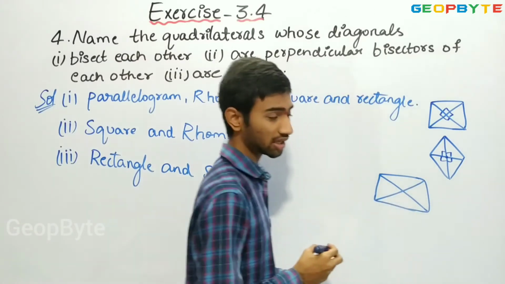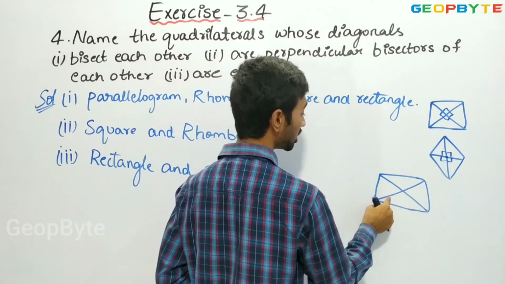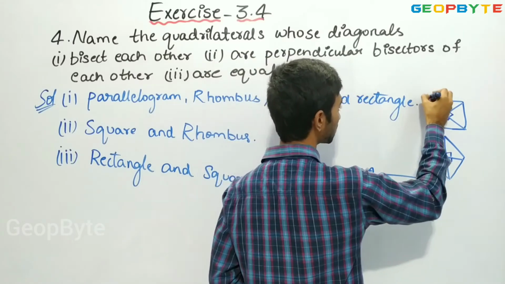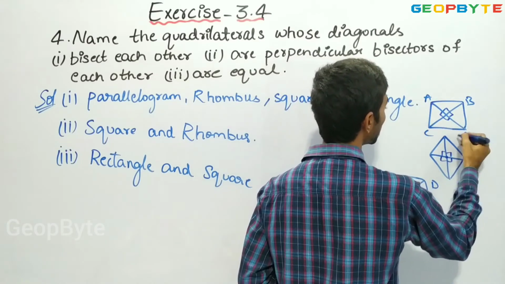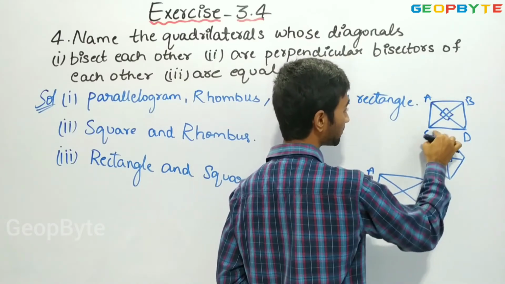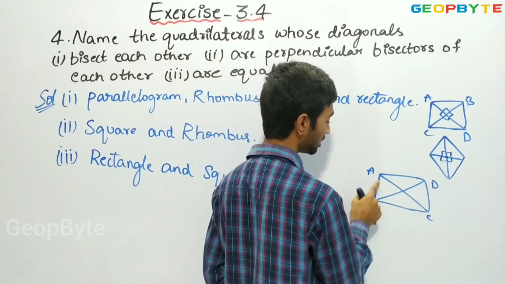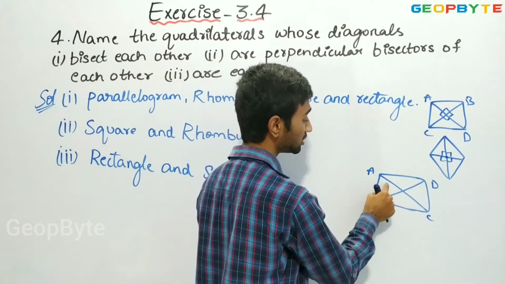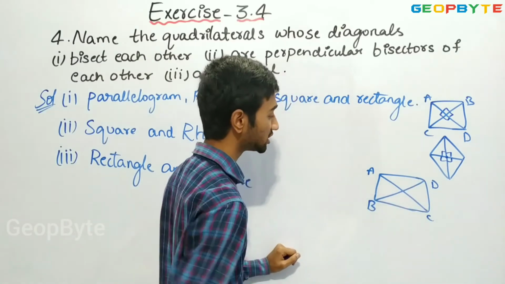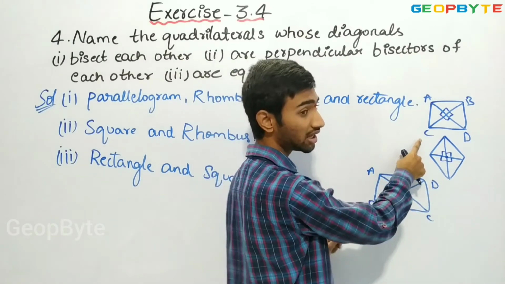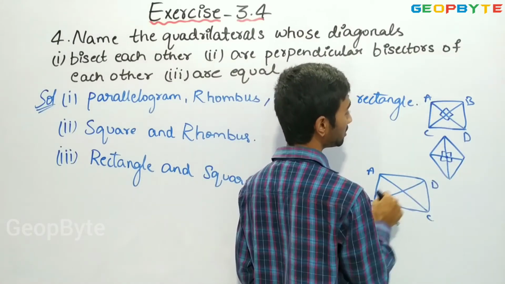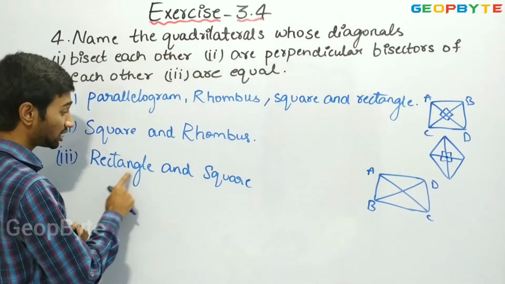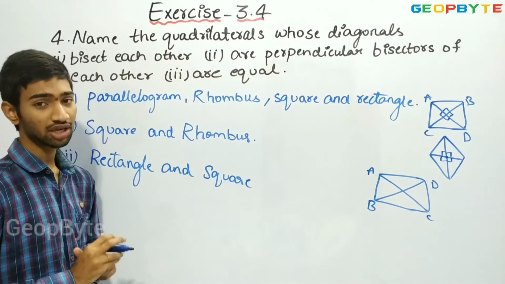So in a rectangle, the diagonals are equal. So let us mark it as A, B, C, D. And here also A, B, C, D. So in this rectangle, AD is one diagonal and CB is one diagonal. And here AC is one diagonal and BD is one diagonal. So these two diagonals are equal to each other, AC equal to BD. And in the square also, AD is equal to BC. So therefore, the diagonals in a rectangle and in a square are of equal length.